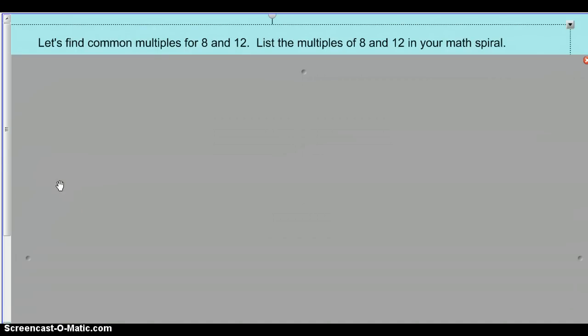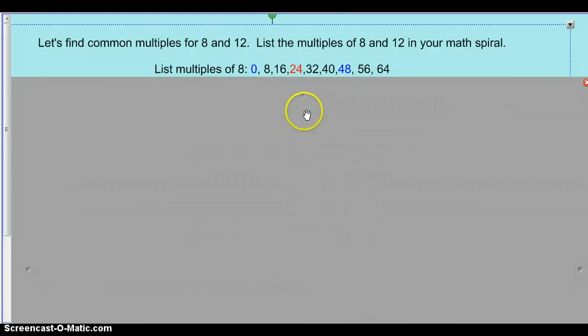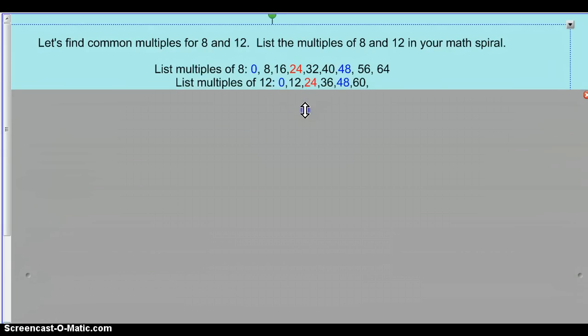Let's find common multiples for 8 and 12. List the multiples of 8 and 12 in your math spiral. Pause the video now to do so. So I list the multiples of 8 out. Then I list the multiples of 12 out. Then I usually circle, but since I have color, I use color. I circle all the common multiples, and the least common multiple is a different color, 24.